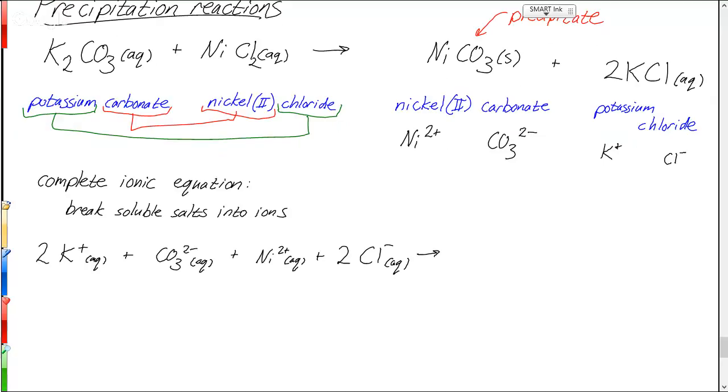And then on the product side, we would keep the nickel carbonate together because that is together in a compound. It's a solid, it's insoluble, which means it's not broken apart into ions, it's together as a solid. So that actually stays together. We don't break the solids apart. Same thing with gases, same thing with pure liquids. Anything that's not an ionic compound doesn't get broken apart in a complete ionic equation. But the potassium and the chloride would be, because those are dissolved.